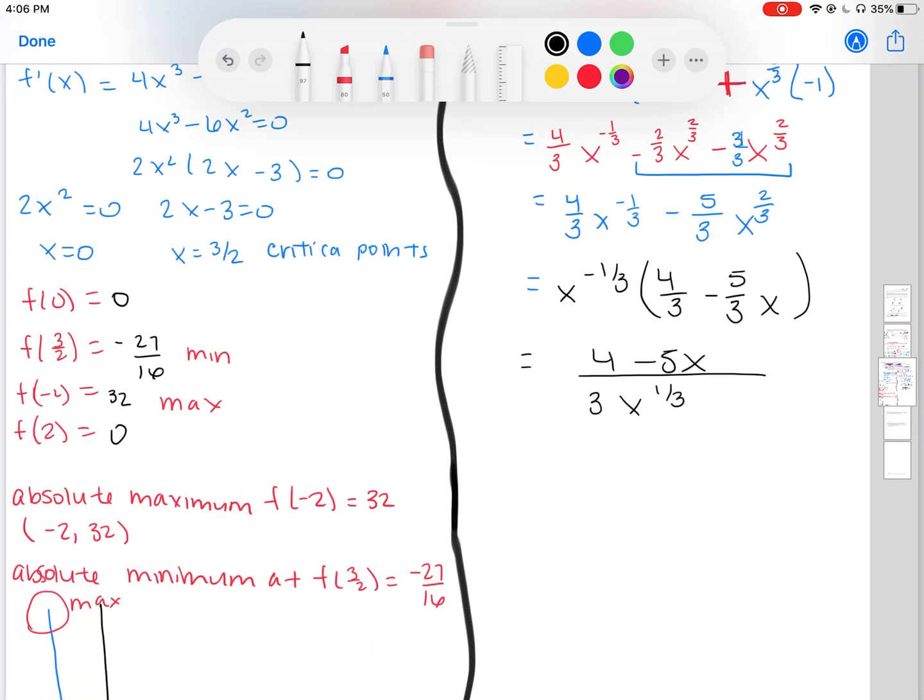Okay, let's go ahead and set it equal to 0. If we set it equal to 0, we're just left with the numerator. So we are left with 0 is equal to 4 minus 5x. x is equal to 4/5.